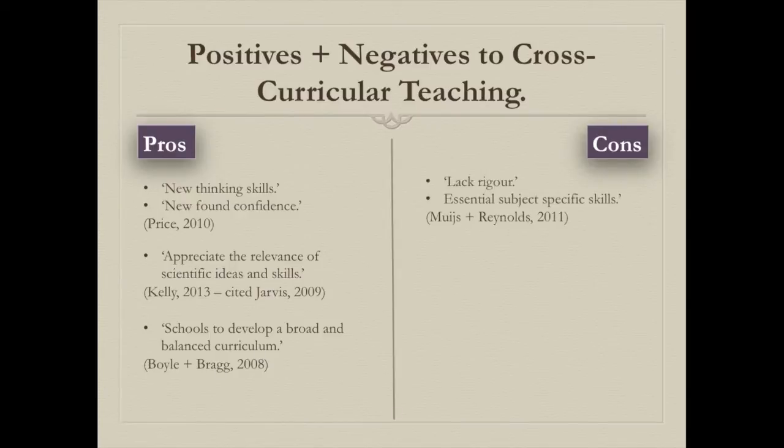On the other hand, Mulgrew and Reynolds, 2011, suggests that a cross-curricular approach can lack rigour and pupils might not be able to develop those essential subject-specific skills. Barnes, 2011, has suggested that if we continue with cross-curricular teaching, in particular discrete, other subjects will lose their identity and then will get further pushed out of the national curriculum.